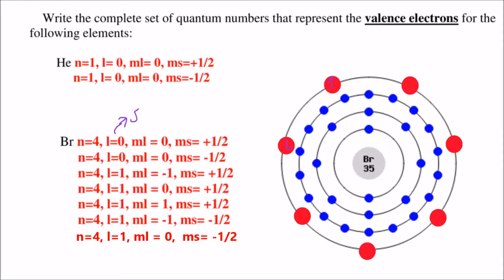In that case our L value is now 1. 1 corresponds to a p orbital. And so the ML values are going to be all the numbers from negative L to positive L, so that's going to be -1, 0, and +1. Then we get a plus 1/2 electron here, and a plus 1/2 electron here and a plus 1/2 electron here. And you might be saying, well, wait a second, why is there no minus?